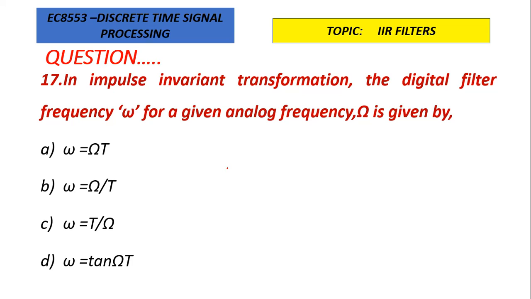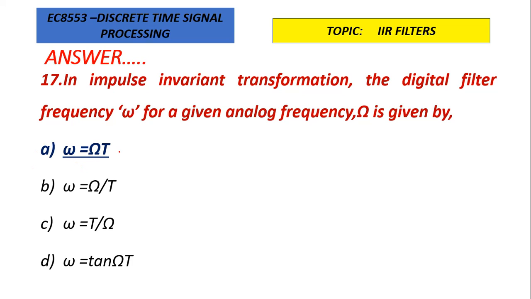In impulse invariant transformation, the digital filter frequency omega for a given analog frequency ohm is given by? So analog frequency is ohm and the digital frequency is omega. In IIM, how are they related? It is a direct, linear relation. Analog frequency multiplied by the sampling time gives the digital frequency. So omega equal to ohm into T.